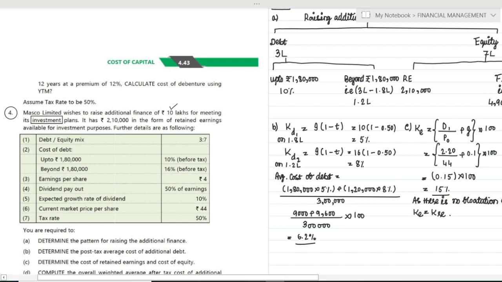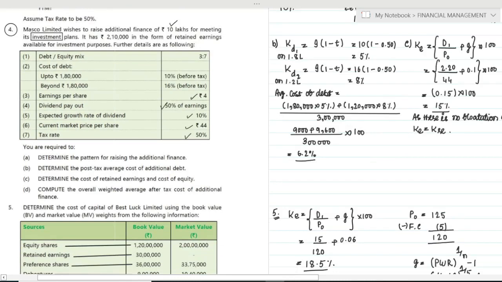Earning per share rupees 4. Dividend payout 15% of earning. Expected growth rate of dividend 10%. Current market price per share 44 rupees. Tax rate 50%. So the requirement of the question is determine the pattern for raising the additional finance.